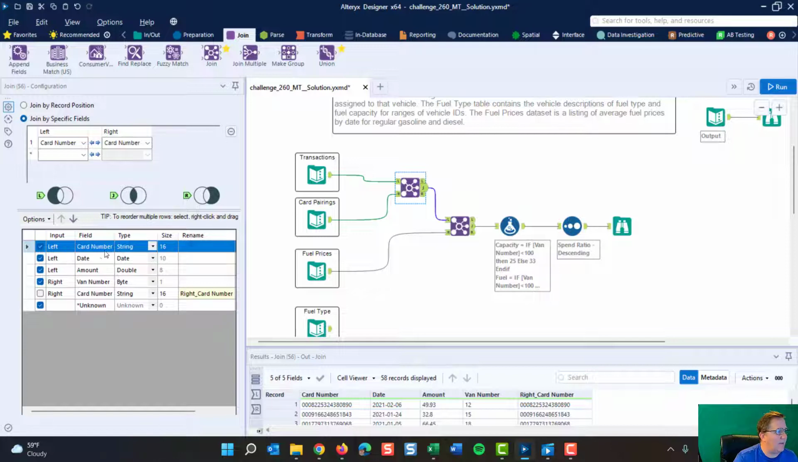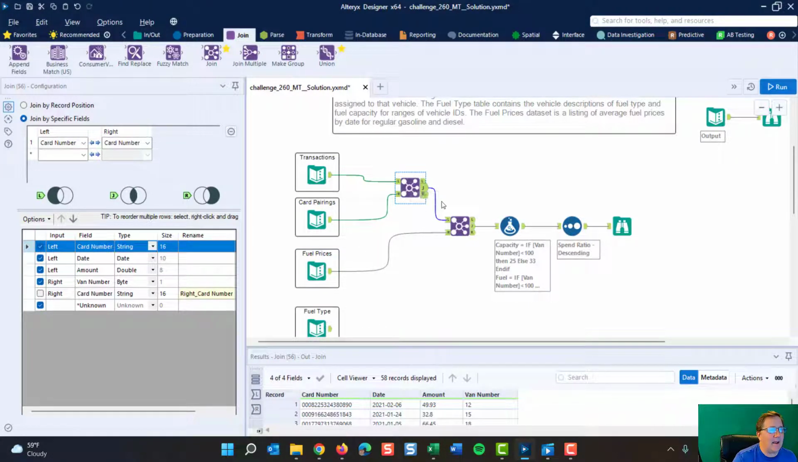What we're left with at the end of that is a card, a date, an amount, and the van number, and quite frankly, I had already run this. You don't need the card number in there twice, so let's get rid of the card number.